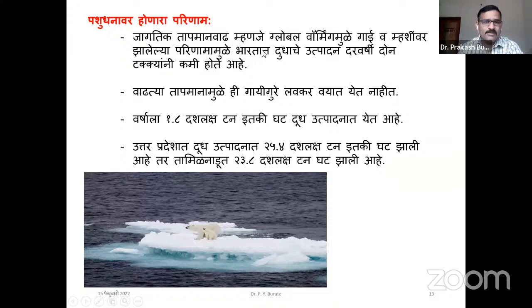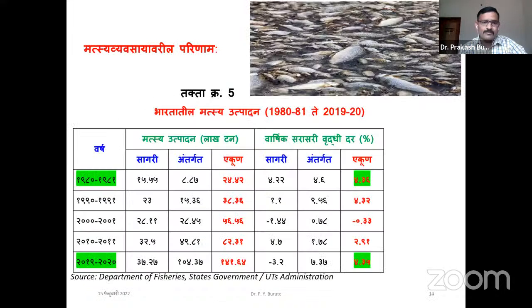आता पशुधनावर होणाऱ्या परिणामाचा जर विचार केला आपण तर यामध्ये जागतिक तापमान वाढ म्हणजेच ग्लोबल वॉर्मिंग यामुळे गाई आणि म्हशींच्या दूध उत्पादनाच्या क्षमतेवर परिणाम होतो. त्या परिणामाचा आपण आकडेवारीमध्ये जर विचार केला तर वर्षाला 1.8 दशलक्ष टन इतकी दूध उत्पादनात घट असलेली आपल्याला दिसून येत आहे.